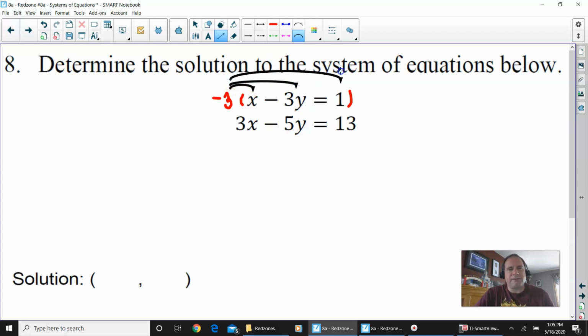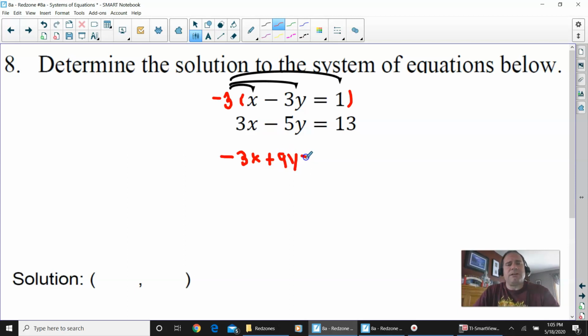and then the negative 3 finally to the 1. So you have negative 3x, negative 3 times x is negative 3x, negative 3 times negative 3y is a positive 9y, and a negative 3 times 1 is negative 3. And that is my new equation.